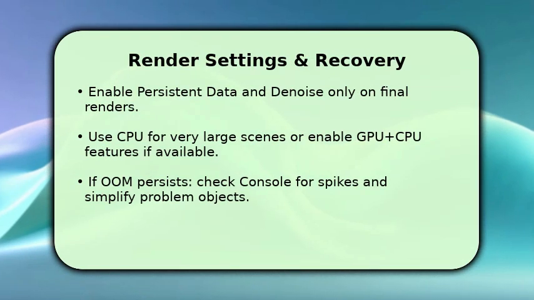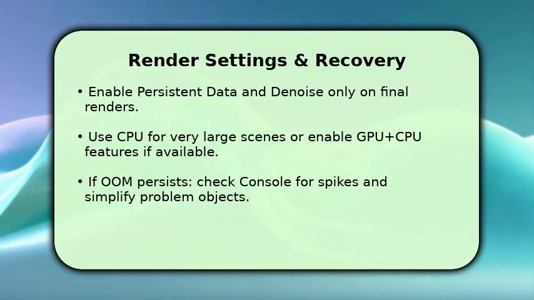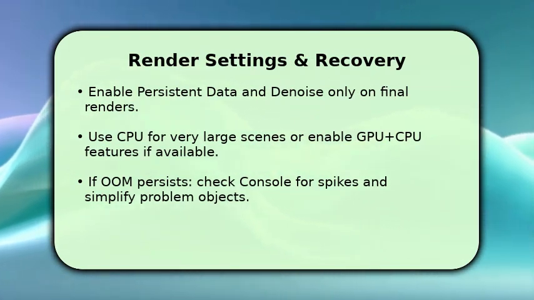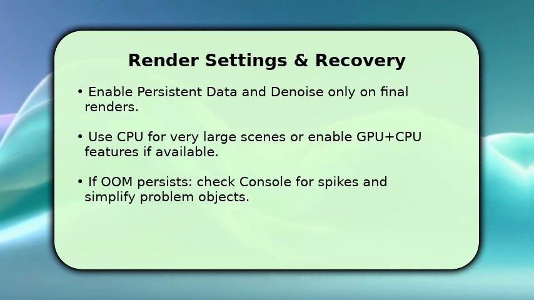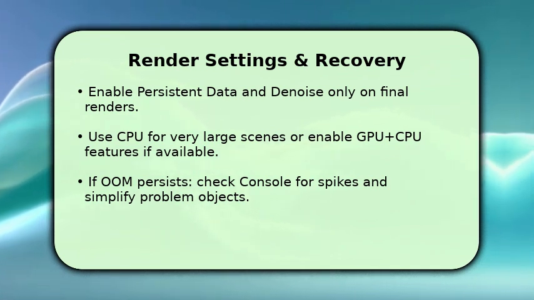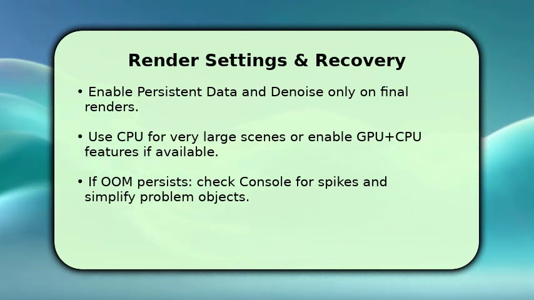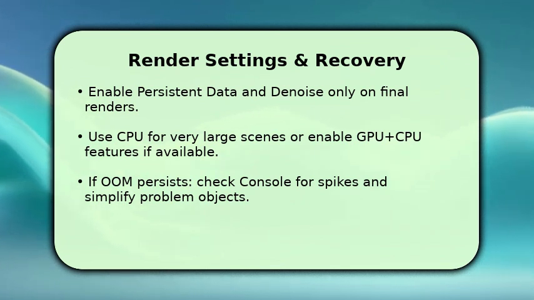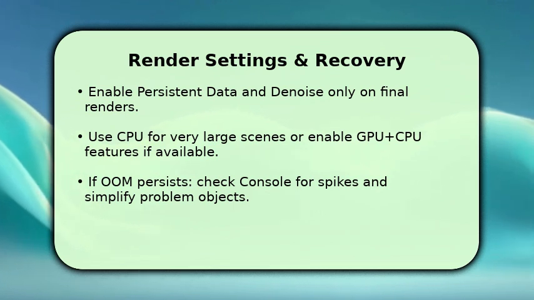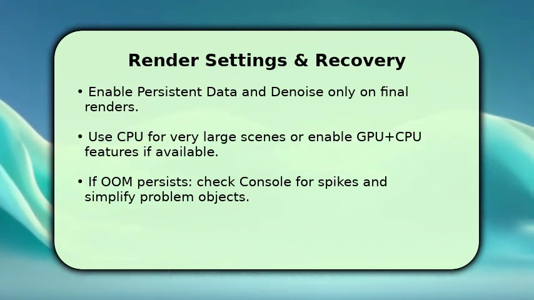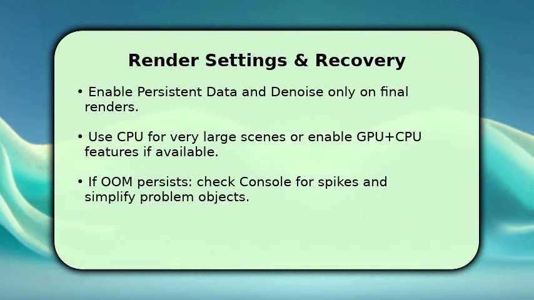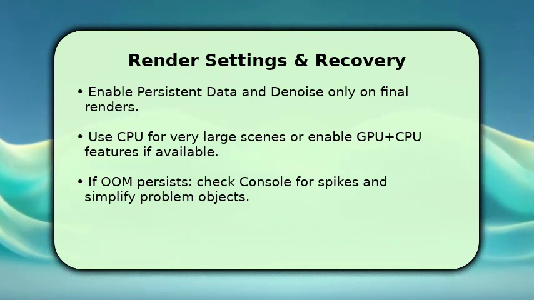Finally, tune render workflow and have a recovery plan. Enable persistent data to reuse memory between frames and only enable denoising for final renders to avoid extra RAM. If the scene still exceeds GPU memory, switch to CPU rendering or try hybrid GPU plus CPU features if your Blender build supports them. CPU handles larger scenes, albeit slower. If out-of-memory persists, inspect the console for which object or texture spikes memory, then isolate and simplify that asset. This targeted troubleshooting fixes stubborn OOM cases.